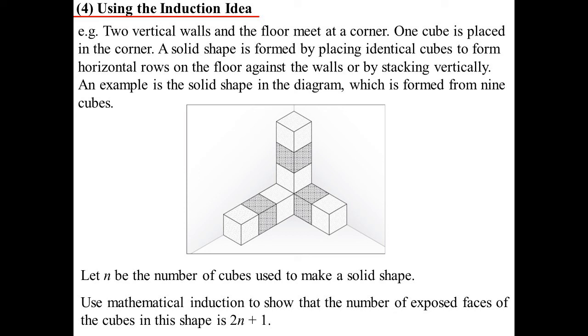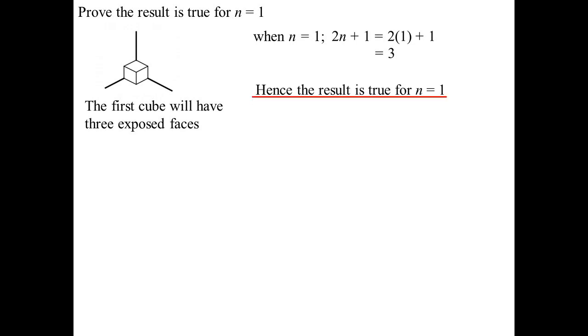We're going to use induction to show the number of exposed faces, so the number of faces that are open to the room, not up against a wall, not up against the floor, will always be 2n plus 1. Prove the result is true for n equals 1. In other words, 1 cube. I'm going to draw a diagram. There it is. We have 1 cube sitting in the corner. How many exposed faces can we see? Well, there's 3. What happens when we sub 1 into our formula? We get 3. So the formula works for 1 cube.